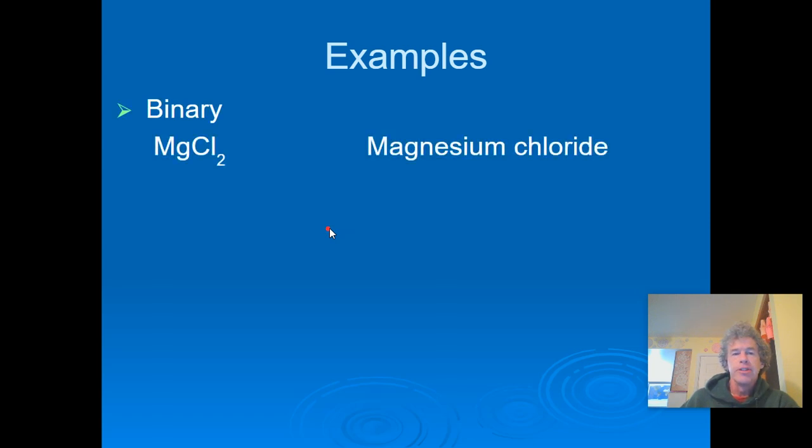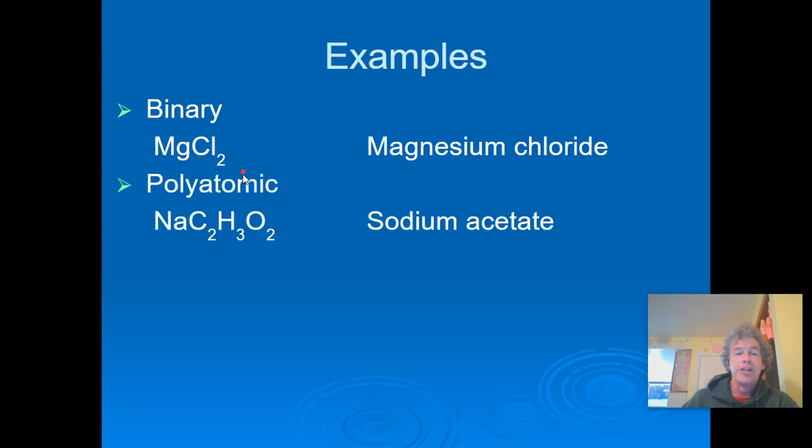Now, just some examples of naming. So MgCl2 is magnesium, and then chlorine, but we said it ends in "ide," so magnesium chloride. A polyatomic example, we have sodium here, and then it helps to recognize the ion. This is the acetate ion, so it's sodium acetate.